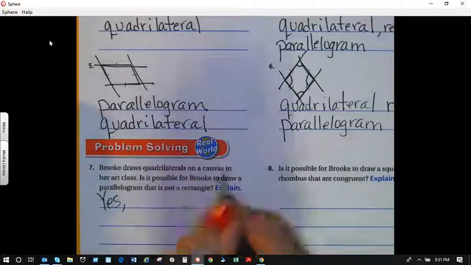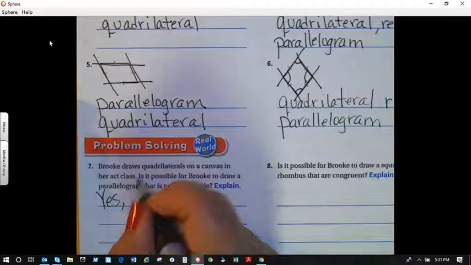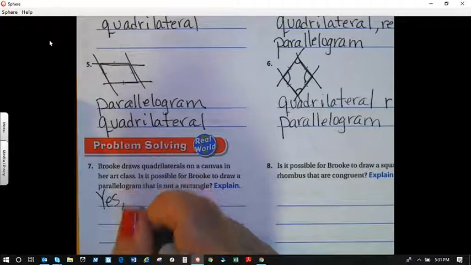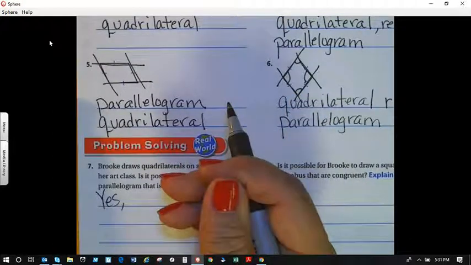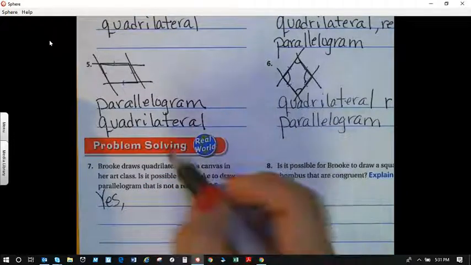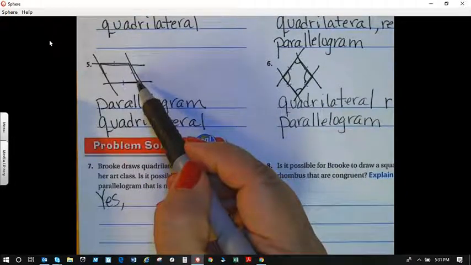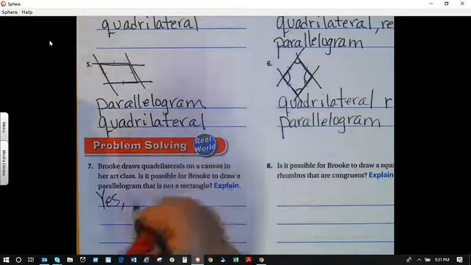One way, so I want you to think about it and then draw it out, but she can draw a quadrilateral, which is a four-sided figure, with opposite sides that are congruent and parallel. So looking above here, our parallelogram is also a quadrilateral, but it is not a rectangle. So she can do it.